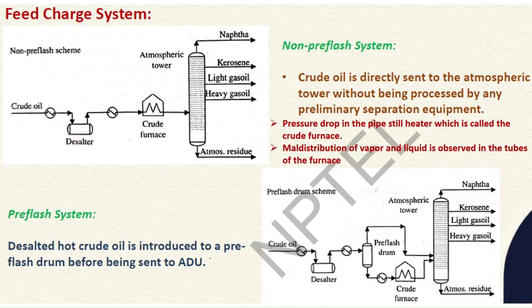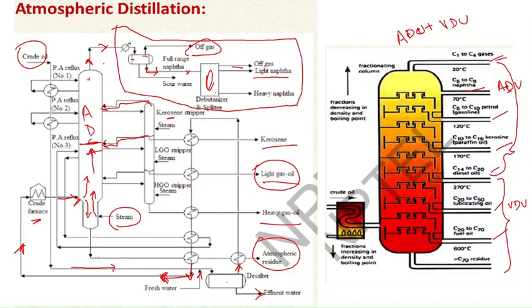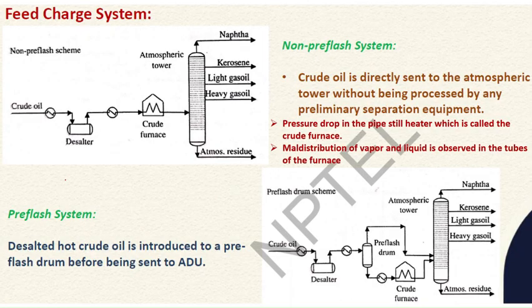So this is the feed charge system. As I have shown here in this portion, we introduce the feed directly. But it is not that we take the crude oil and directly introduce it into our atmospheric distillation column. There are different types of feed charge system. There are different ways we can introduce feed into our distillation column.